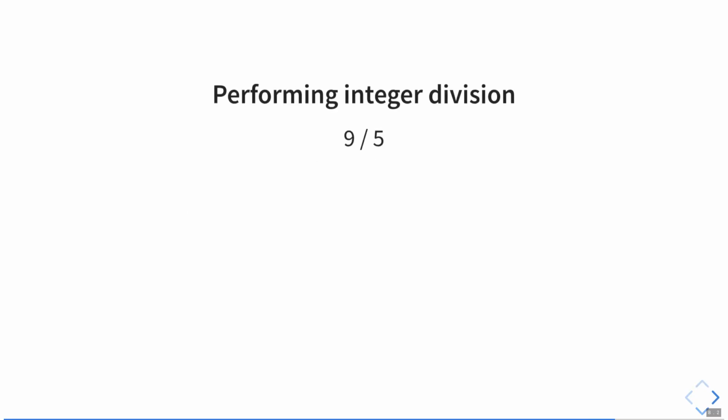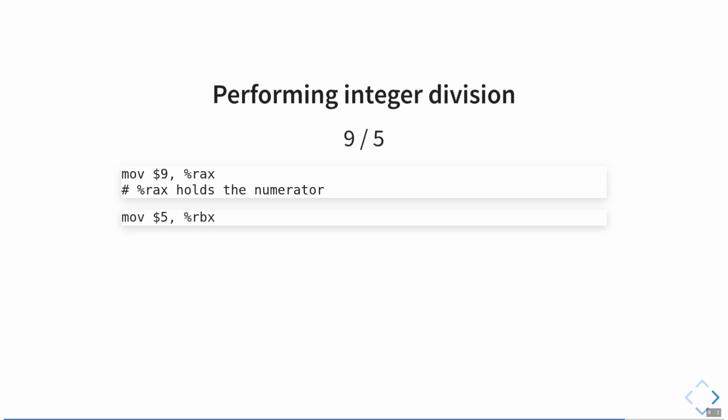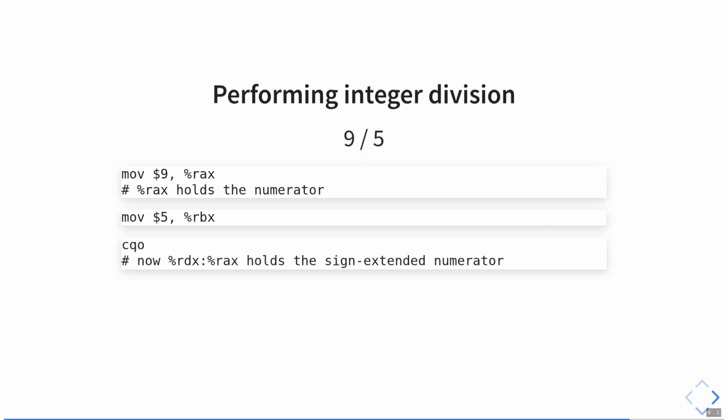So for instance, if we want to perform 9 divided by 5, what we first need to do is move the value 9 to the RAX register. This is pretty similar to what we saw before, moving the first operand into the A register. Then we move operand B, the second operand, into the B register. So pretty similar so far. But then the weird thing that we have to do is called the CQO instruction.